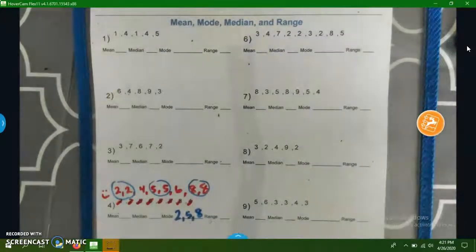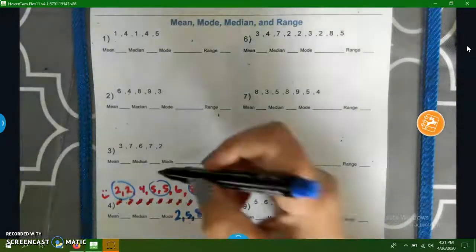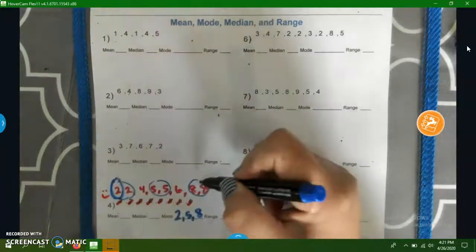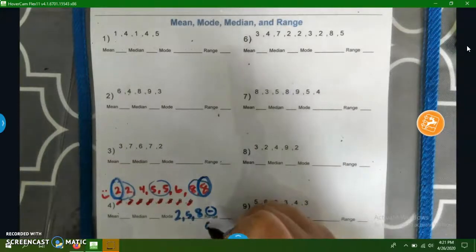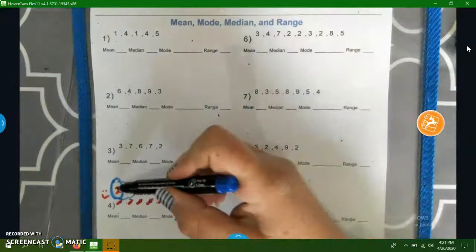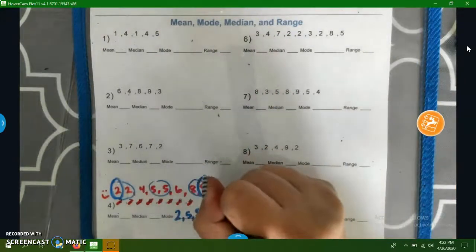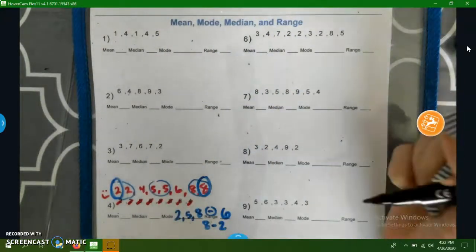Alright, next up is our range, how much our data ranges from the smallest to the biggest. So range is where we're going to subtract. We're going to find the difference between our largest number and our smallest number. So our range will go from 2 to 8, which gives us a range of 6.